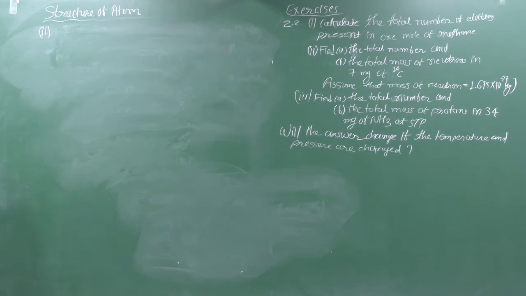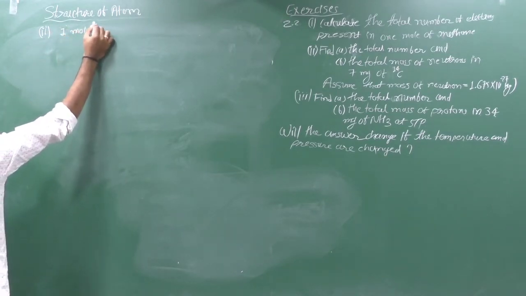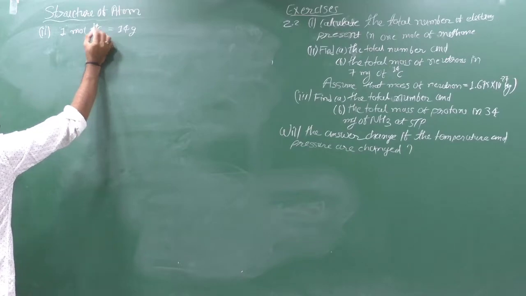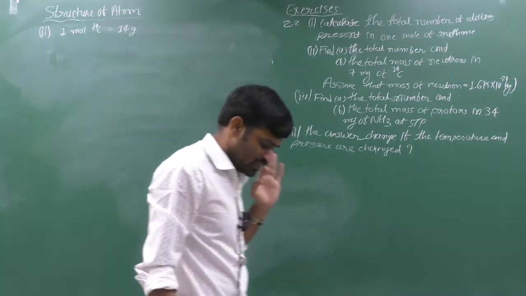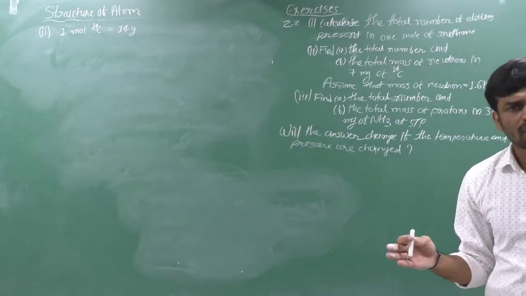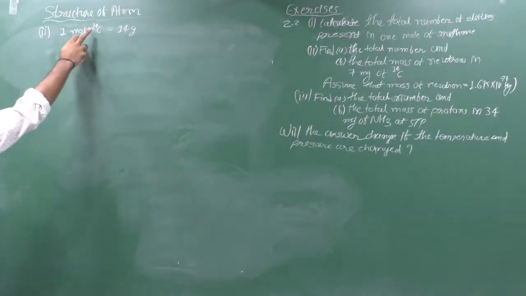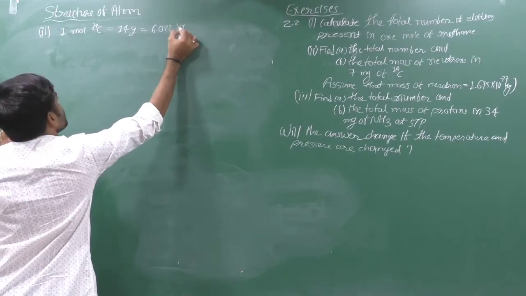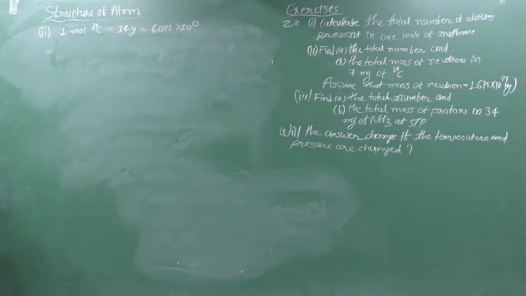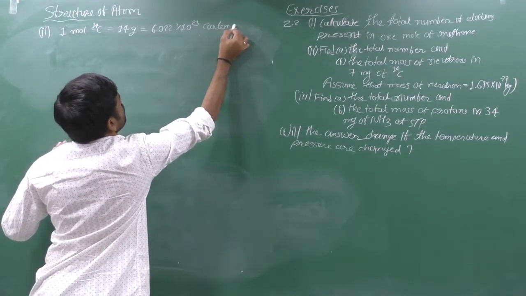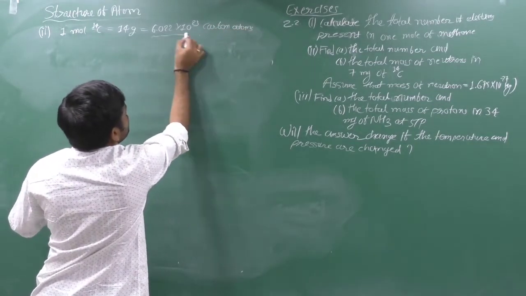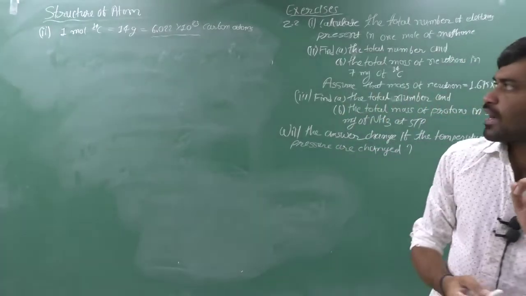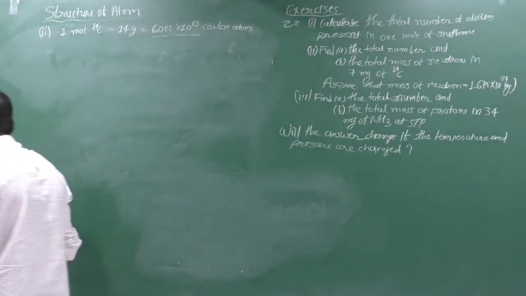Clear? First of all, suppose we have 1 mole of carbon 14, therefore it is 14 gram, because the mass number or atomic mass is given here. It means that it is equal to 6.022 into 10 raised to 23 carbon atoms, because 1 mole means 6.022 into 10 raised to 23 carbon atoms. Because in 1 mole, how many carbon atoms do we get? 6.022 into 10 raised to 23 carbon atoms.